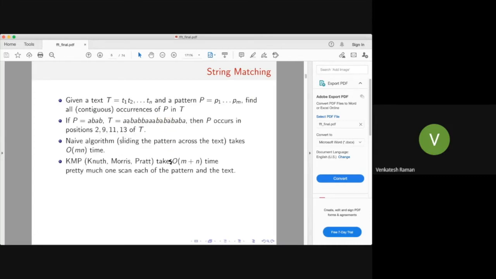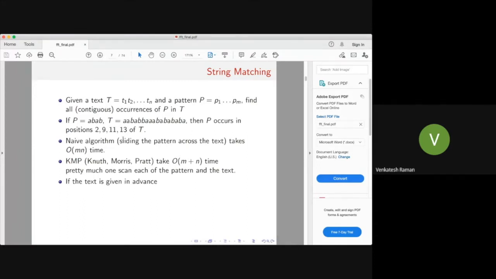There's a very classical algorithm due to Knuth, Morris, and Pratt that actually says that this can be done in m plus n time. It essentially takes the pattern, does some pre-processing, builds some sort of an automaton, and then runs the text on the automaton, so overall it takes about m plus n time.